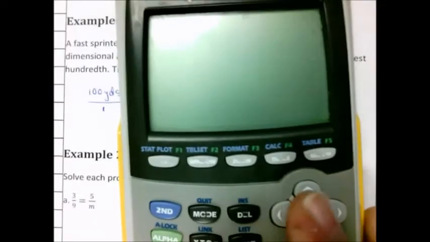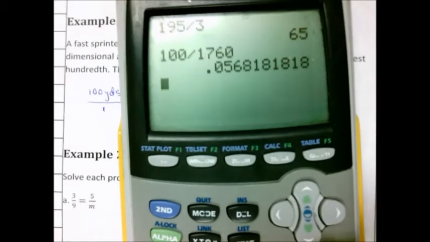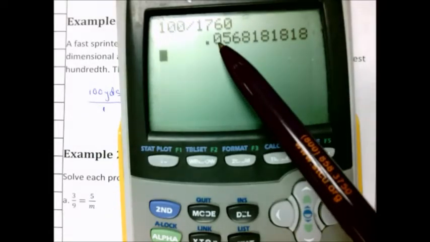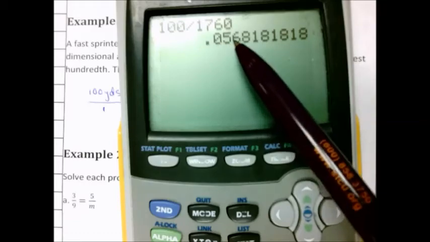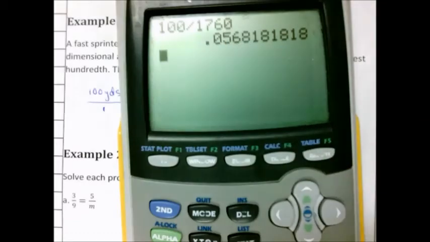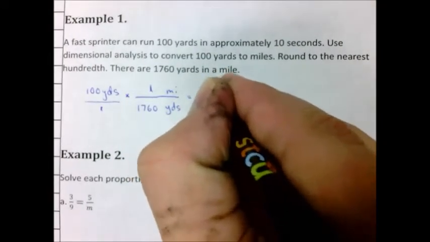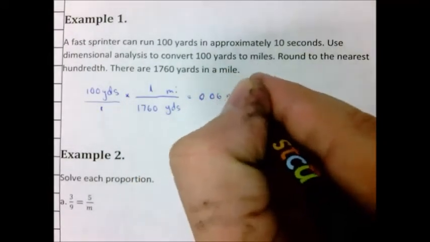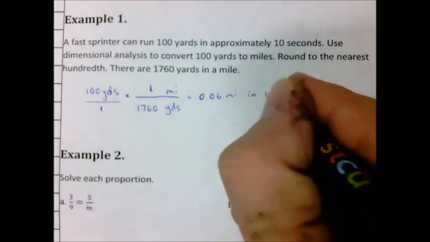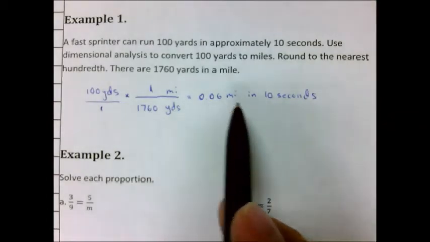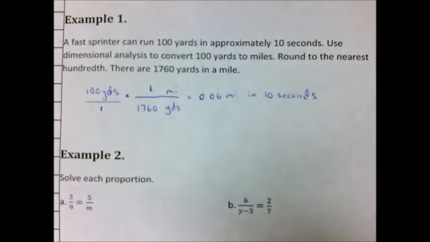So all we really have to do then is take our calculator. We take, looks like I already did it, 100 divided by 1,760 yards. And we are supposed to round to the nearest hundredth. This is the tenths place. Here's the hundredths. We use the 6 to round that up. And so our answer then is 0.06 miles in 10 seconds. That sprinter can go 0.06 miles in 10 seconds is what that means.